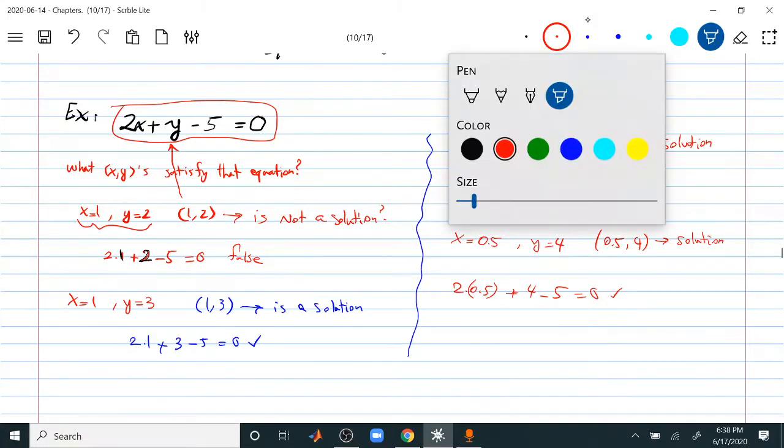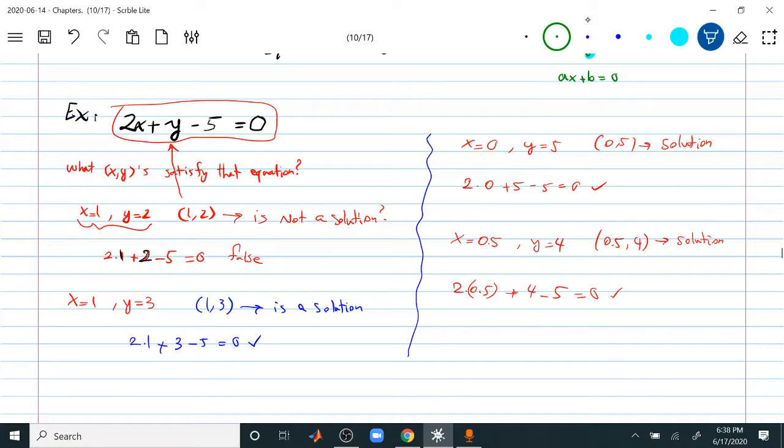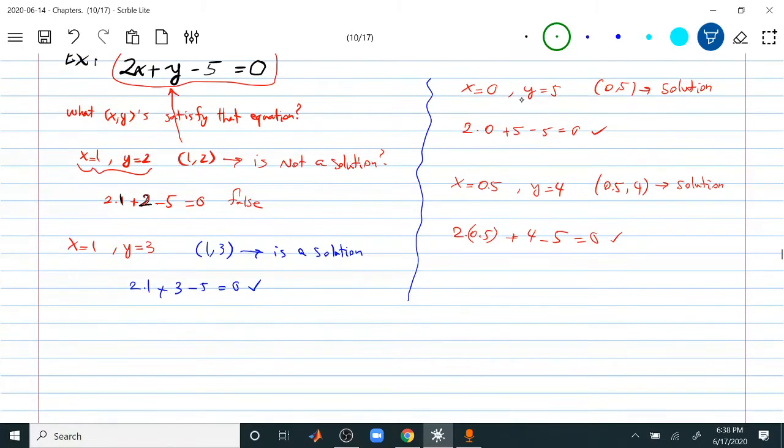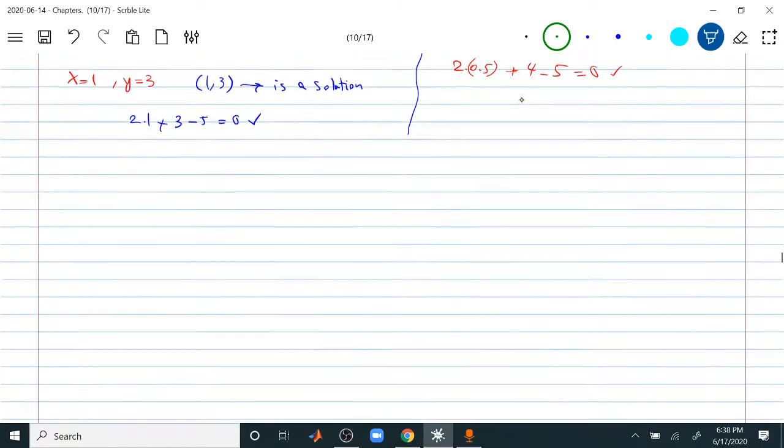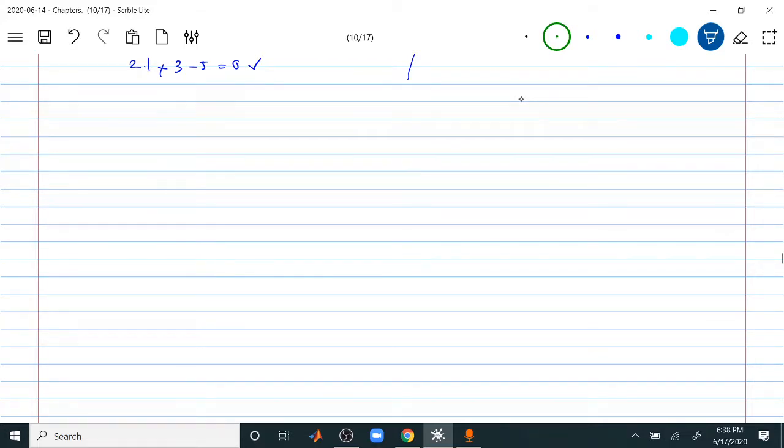So how do I find all these solutions? This is where graphing helps, because you do not want to find infinite number of points and just write them out. What you do is you try to graph them. And we learned, let me write down the equation again, 2x plus y minus 5 equal to 0. This was the original equation. We learned the rectangular coordinate system. So here, we draw the rectangular coordinate system.